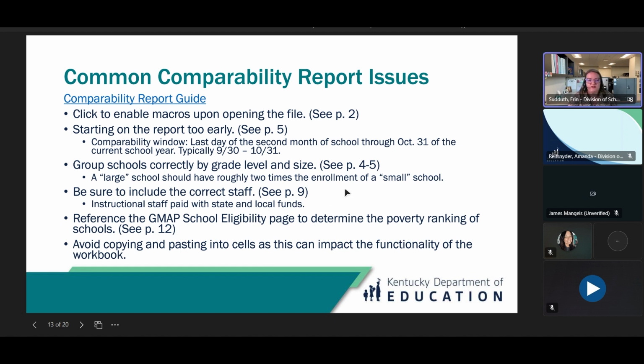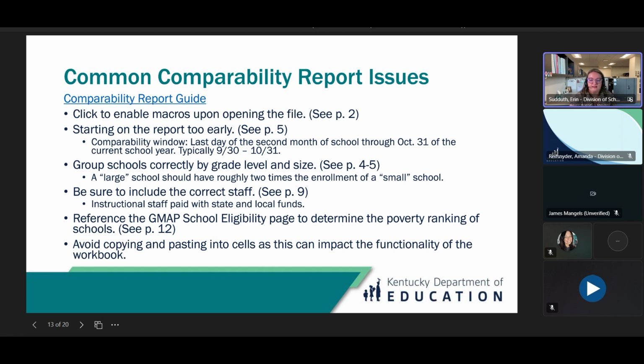You also want to make sure that you are including the correct staff. So on the comparability report, you report the full-time equivalency, or the FTE, which is the portion of a person's salary. You're reporting the FTE for staff who are paid with state and local funds. And these are instructional staff members, as well as those who assist or supervise instructional staff members.